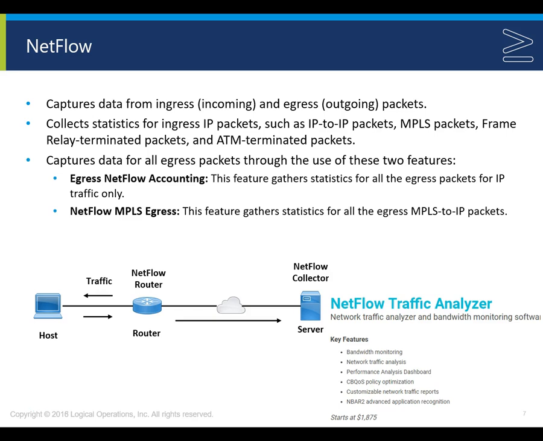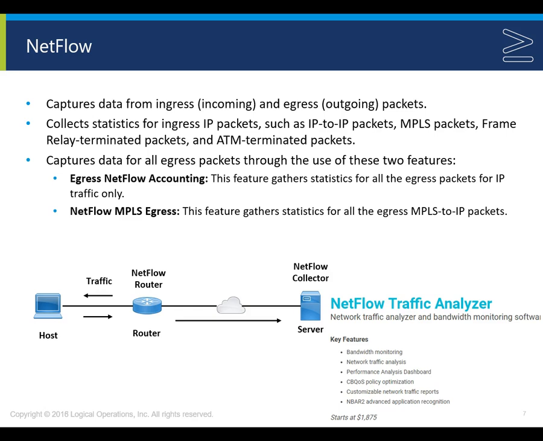Collect statistics from the packets such as the IP to IP, MPLS, multi-protocol label system, frame relay terminated packets, ATM terminated packets. So it's watching the flow of data across the network, kind of like the image down here shows. We have traffic, the NetFlow router goes through the router, watches the flow that goes on.